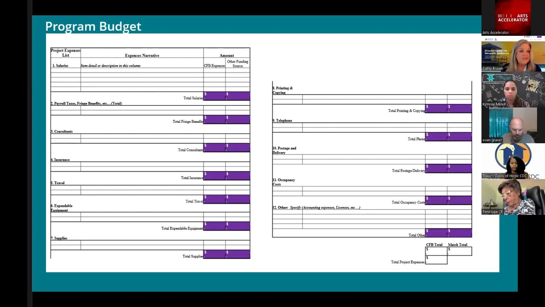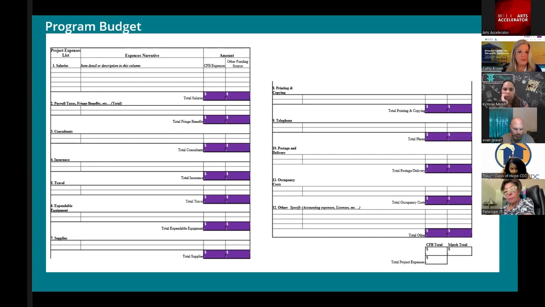So if it's all $5,000, you would put $5,000. If it's $3,000 because you're going to spend $2,000 on something else, you would put that in there. And then that column next to it says other funding sources, right? So if you have other funds that are also going to pay for that part of that project, you would enter those in there as well.